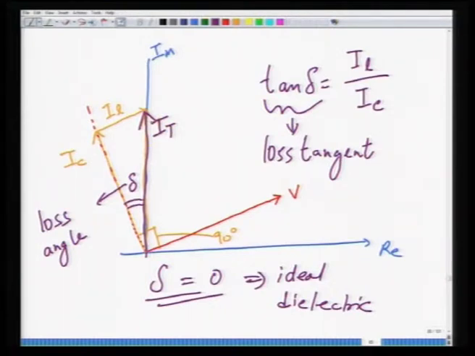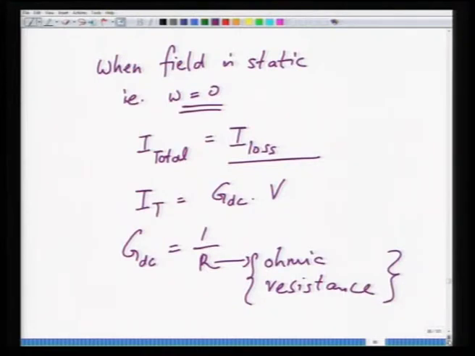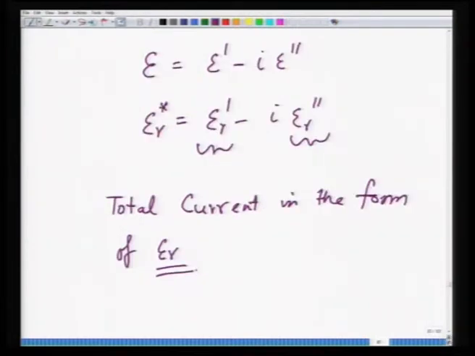Now you see that this IT makes an angle delta with IC, and this delta is called the loss angle. Naturally, the larger delta is, the larger IL would be, and hence the larger the loss would be. So tan delta is nothing but the ratio of loss current to charging current, and this is what we did in the next few slides. Then we looked at a variety of cases. I will not go through all of them, but some of them.